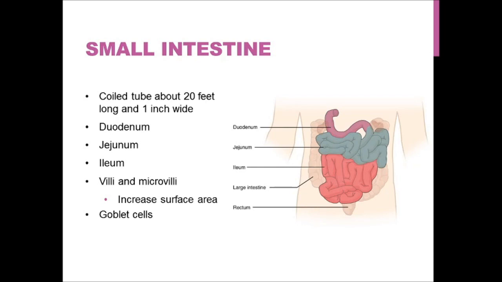So we went from the oral cavity to the pharynx, to the esophagus, to the stomach, to the duodenum, to the jejunum, and to the ileum. So that's all of everything from the mouth to the small intestine.